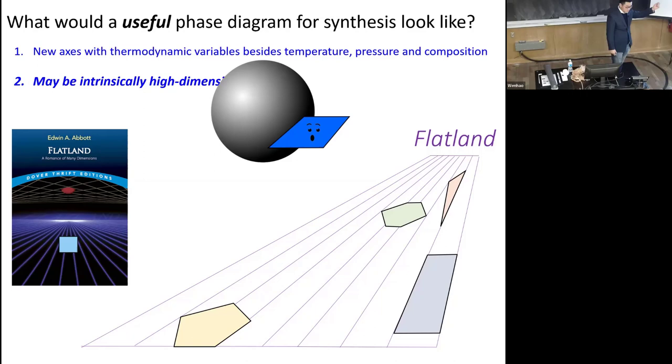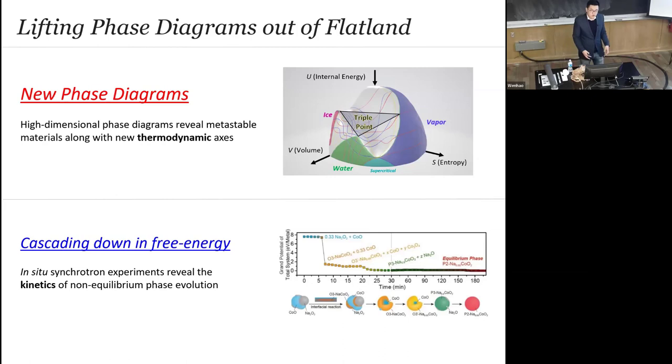What I'm going to try to do today is be your sphere. I'm going to try to lift phase diagrams out of Flatland. I'm going to discuss what the geometry of high dimensional phase diagrams looks like, and I'm going to do this from the perspective of synthesis. And I'm going to make two major assertions. The first one is that high dimensional phase diagrams will reveal metastable materials that do not appear on the bulk equilibrium phase diagram along these new thermodynamic axes.